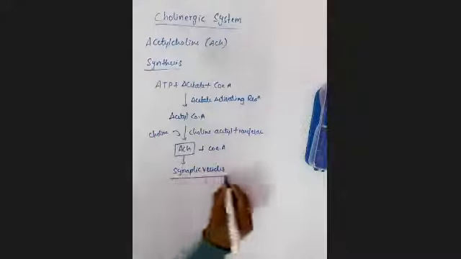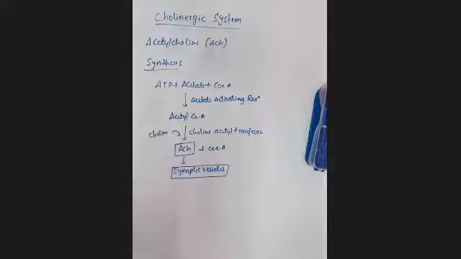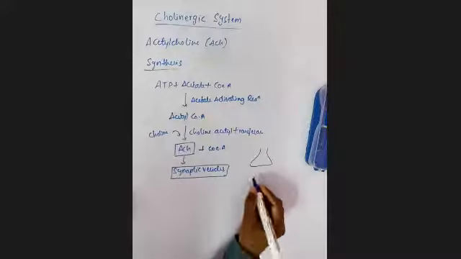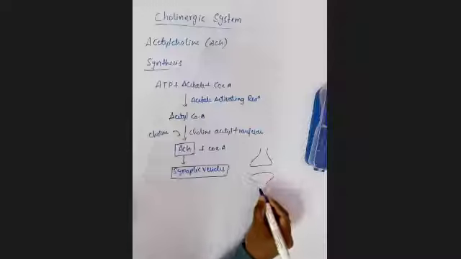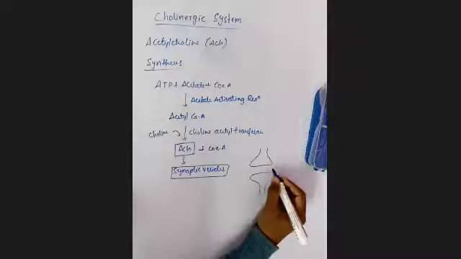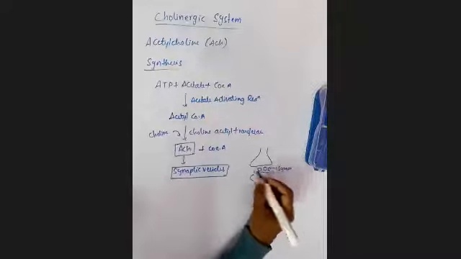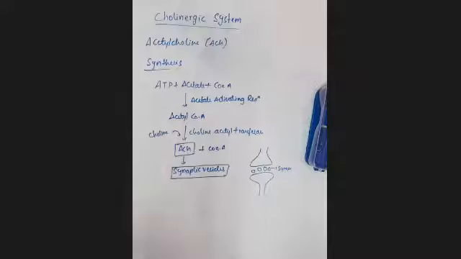Okay, this neurotransmitter is stored in synaptic vesicles. I hope you know where these synaptic vesicles are present, and what is meant by a synapse. Suppose this is one neuron and this is another neuron; the space in between you will call a synapse, right? There you have some vesicles, which you call synaptic vesicles, and in these vesicles mainly acetylcholine is stored.